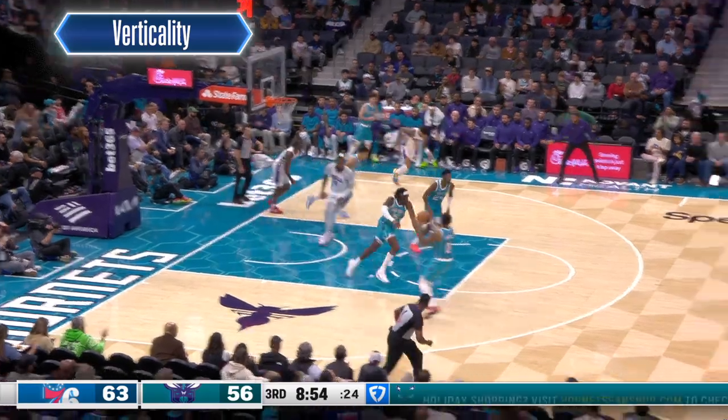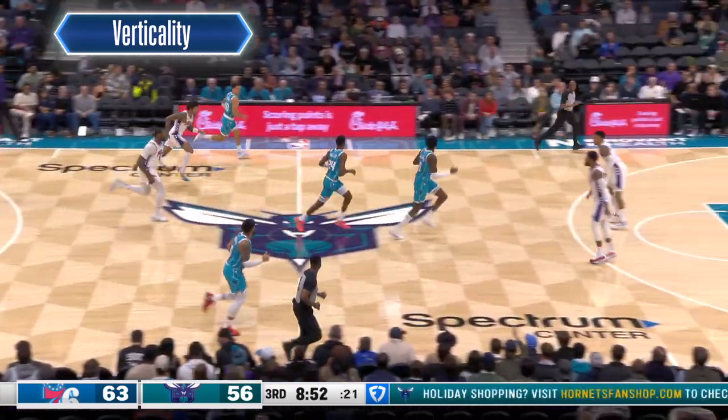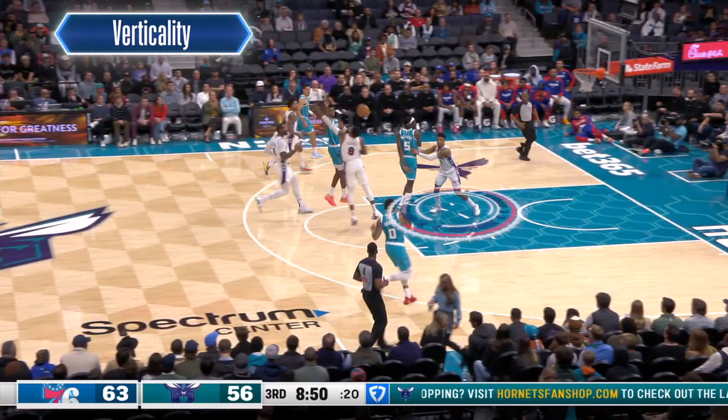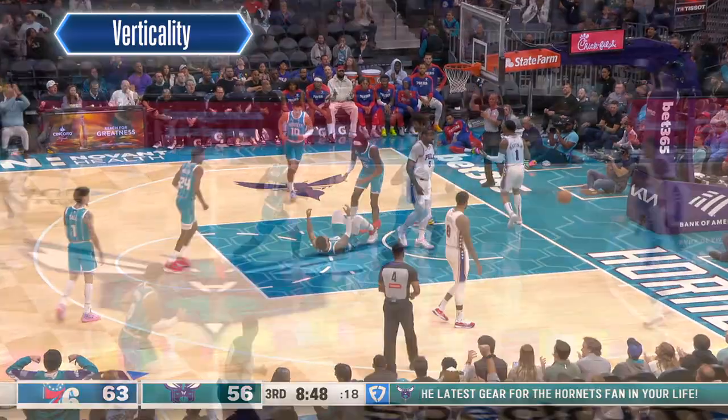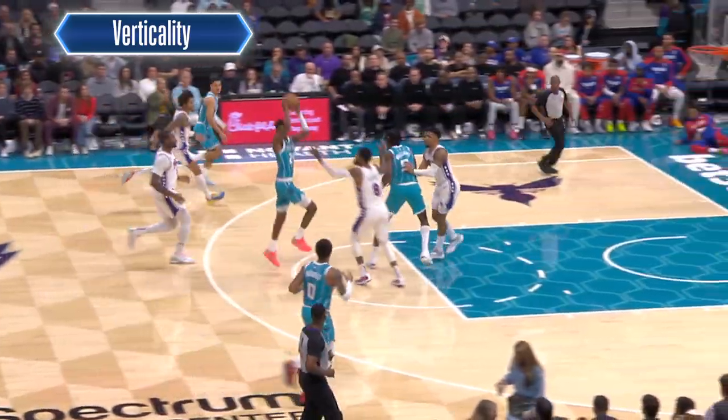This next play is another example of a defender not maintaining legal verticality. The highlighted defender on this play, KJ Martin, is initially in a legal guarding position, but he does not maintain that position throughout the play.